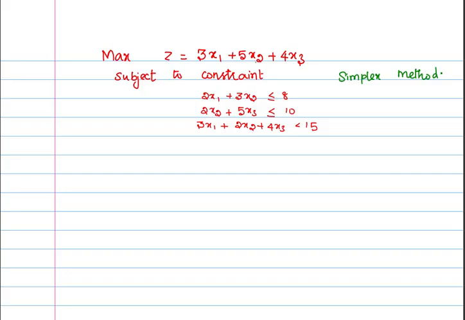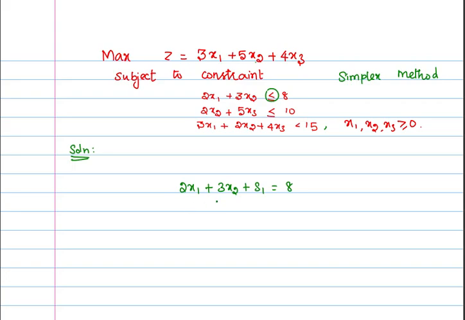The idea is, first of all, I want to write the constraints in equal form. So the first constraint is 2 times x1 plus 3 times x2 plus s1 equal to 8. Here one condition I missed: x1, x2, x3 are non-negative. Now I will change the constraint inequalities to equal symbols.